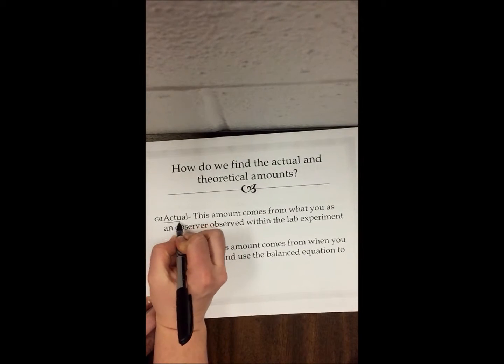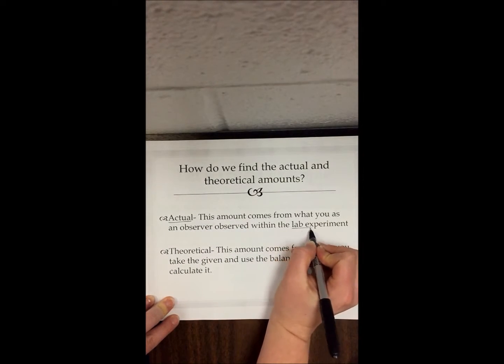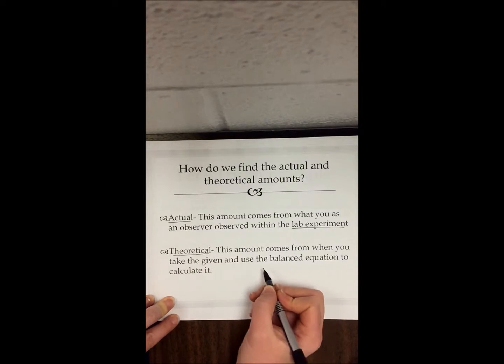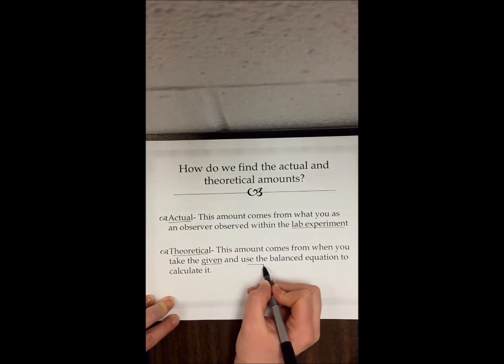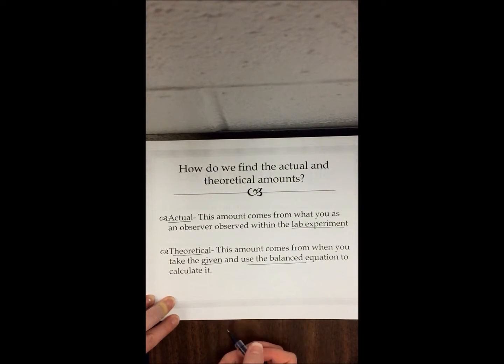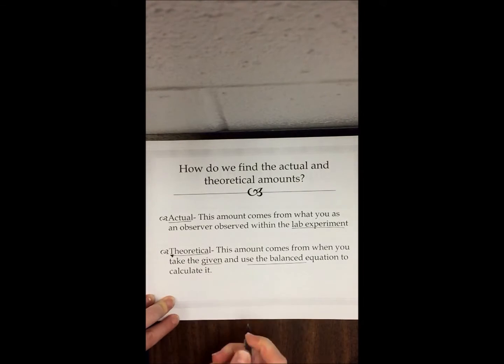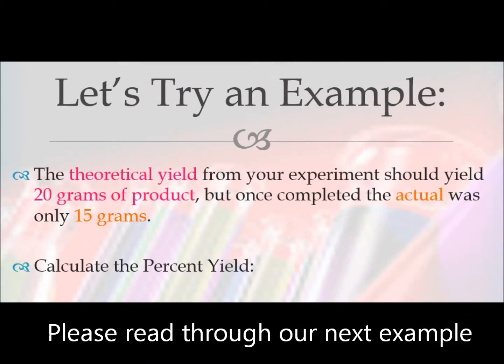So don't forget, the actual is the amount that comes from your lab experiment, whereas the theoretical comes from the given and using your balanced chemical equation. So typically the theoretical is going to take you more time to figure out.